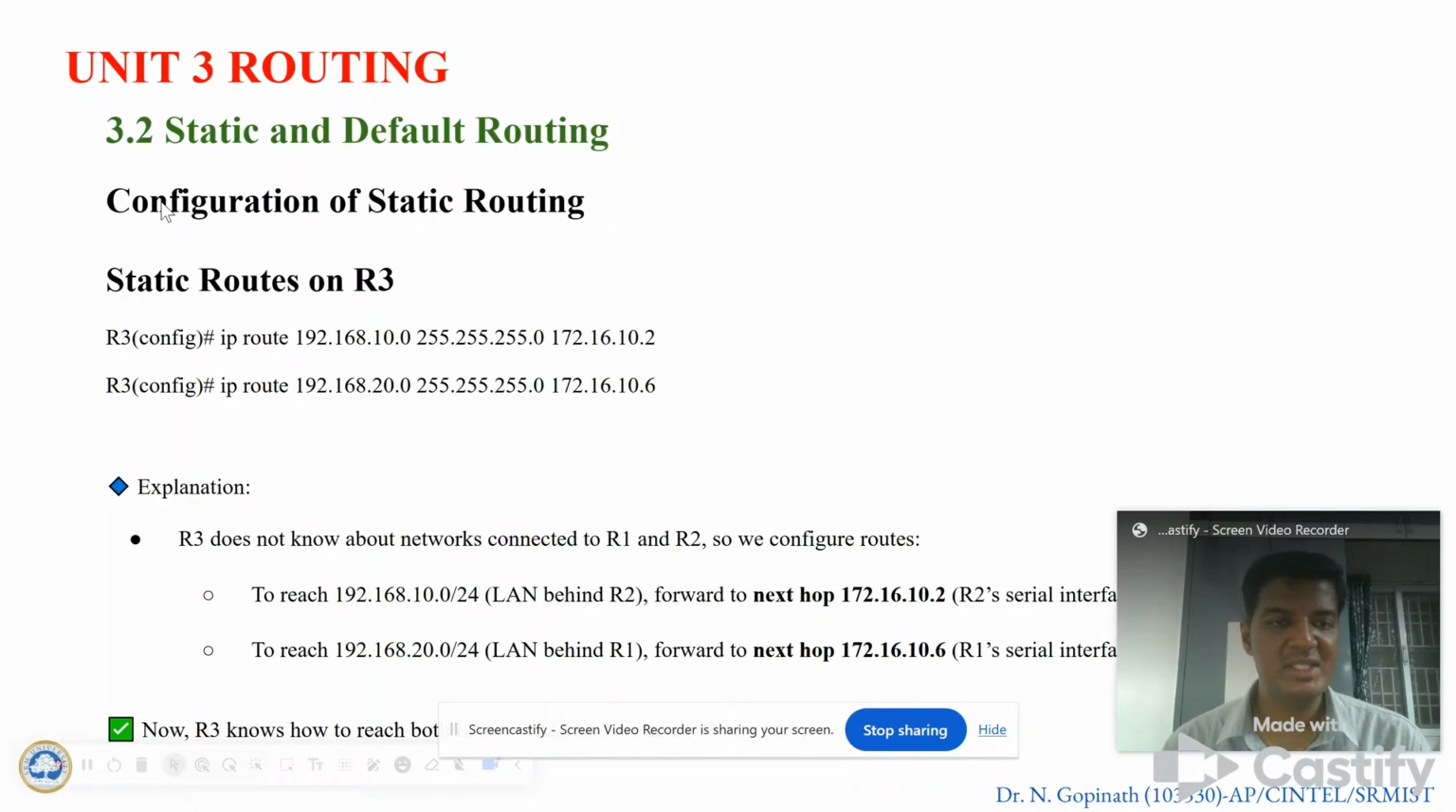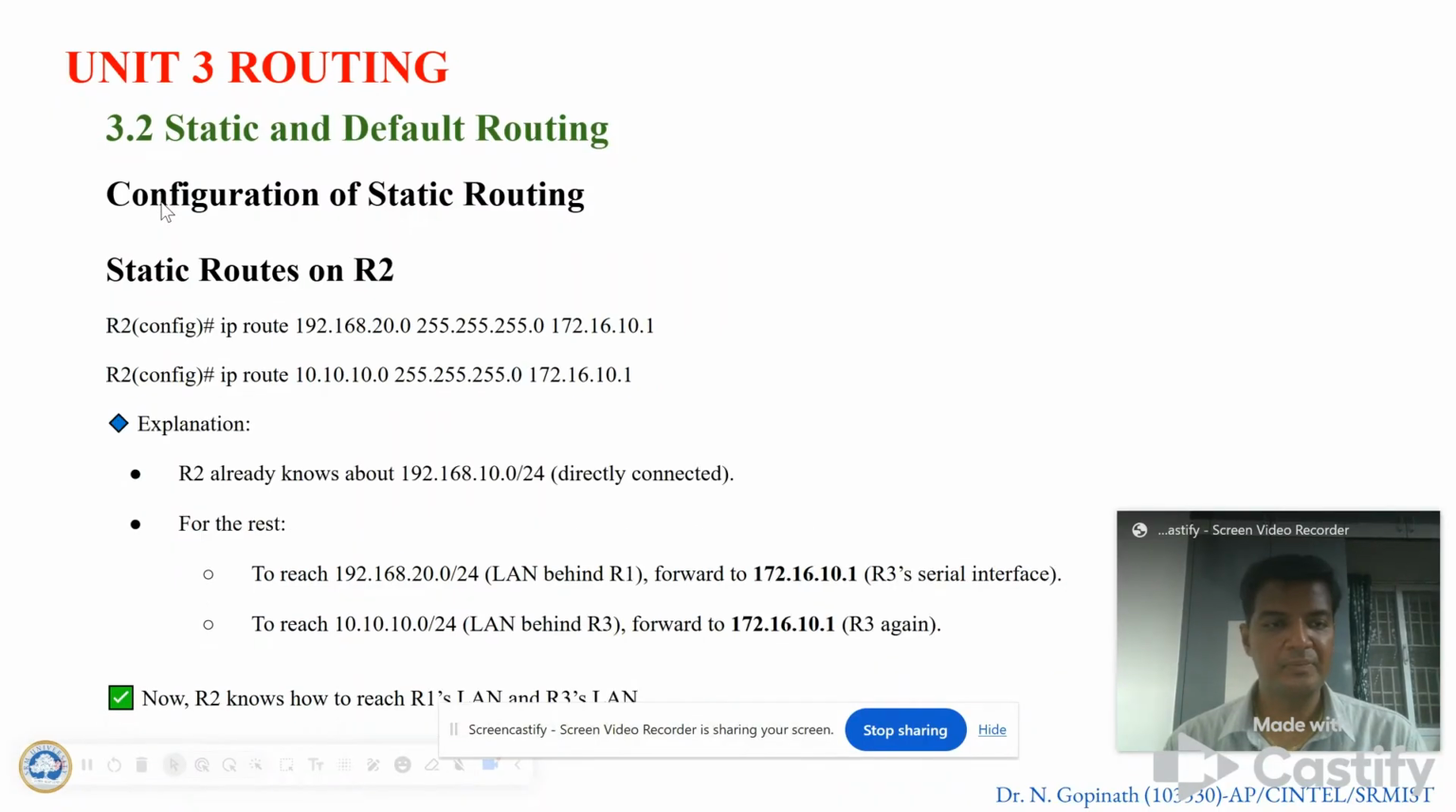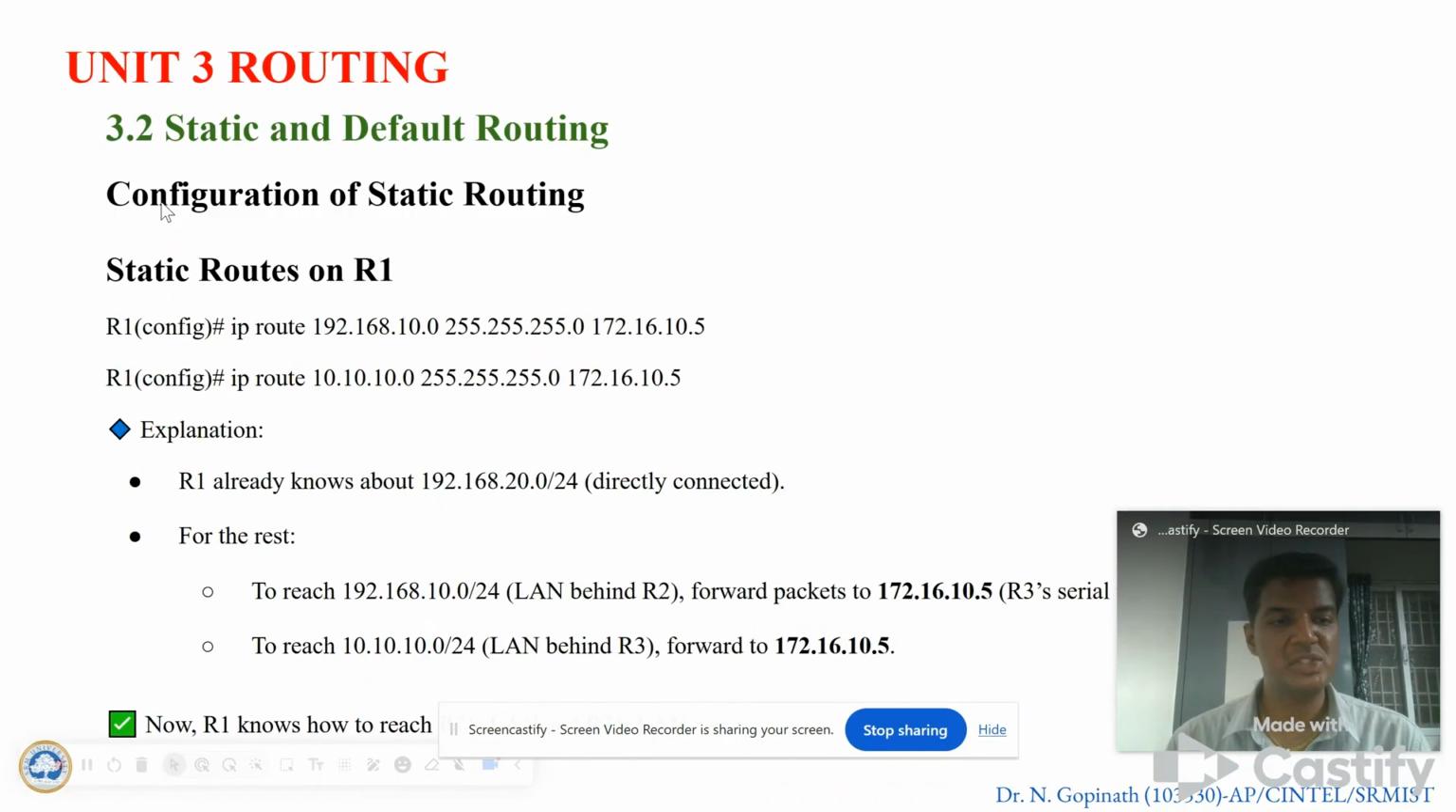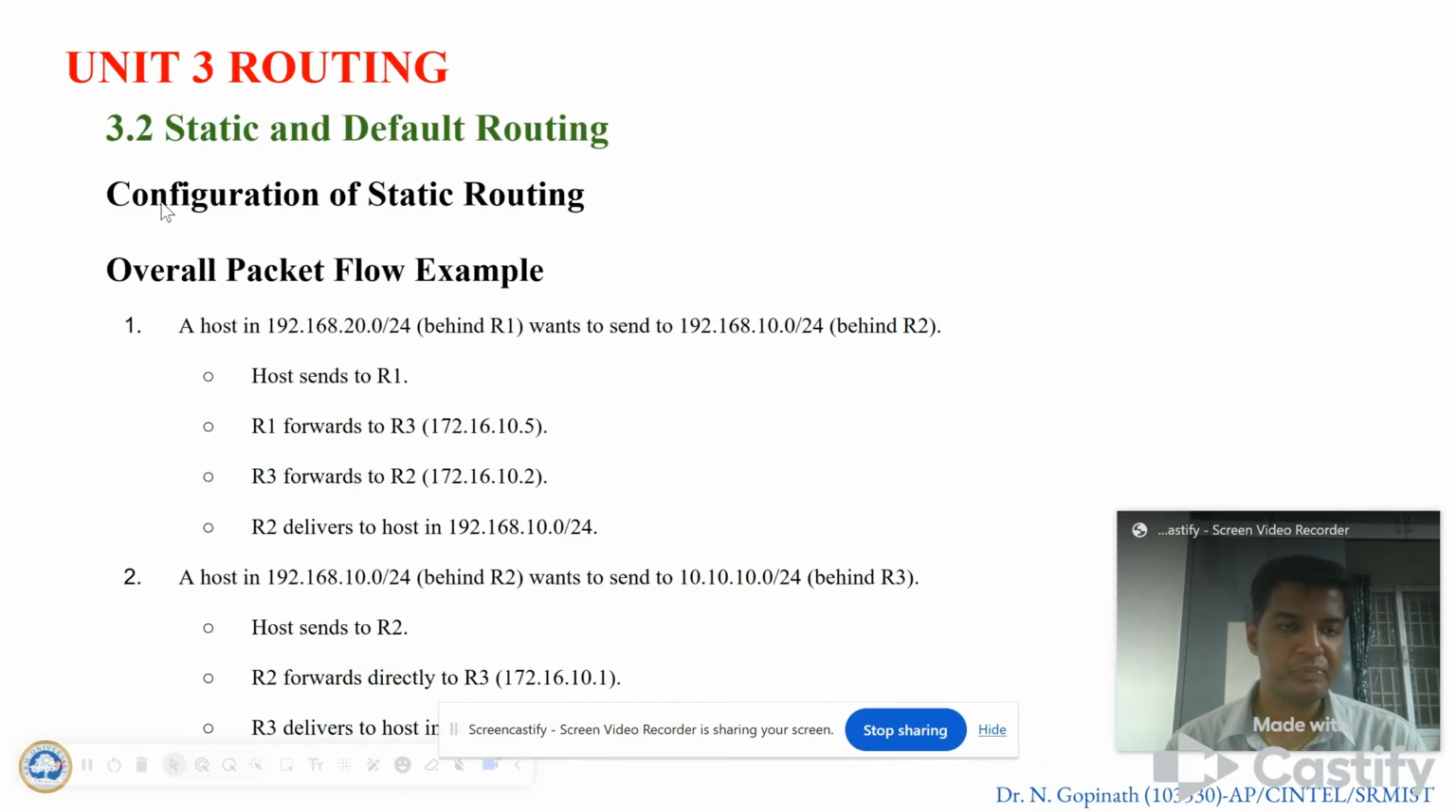Configuration of static routing, that is, static routing on R3. Here the explanation is that R3 does not know about the networks connected to R1 and R2, so we configure the routes which are given here. Next, the static routes on R2. R2 already knows about the directly connected network 192.168.10.0/24. Similarly, R1 already knows that it is directly connected through 192.168.20.0/24.